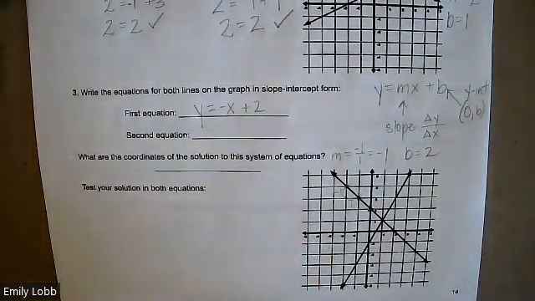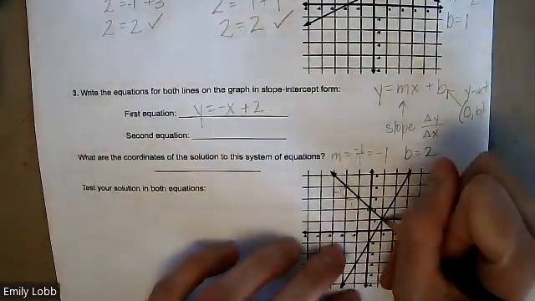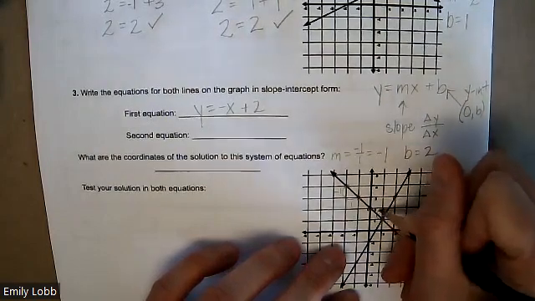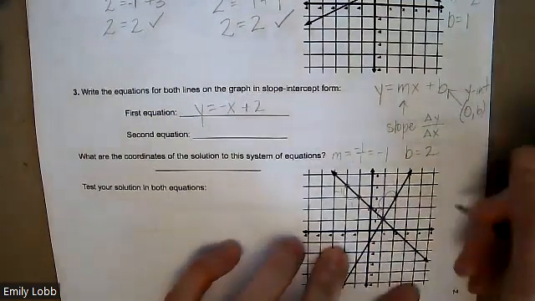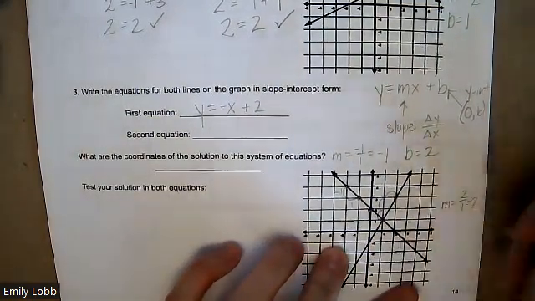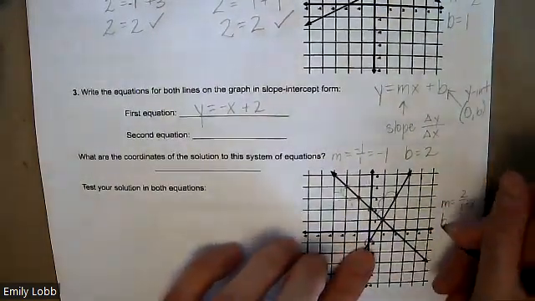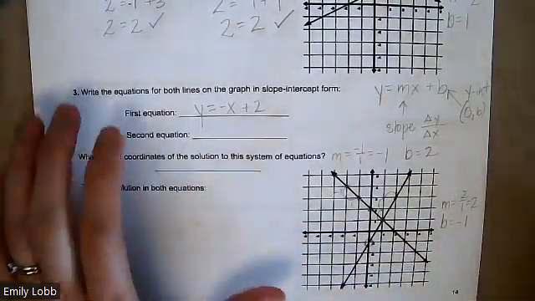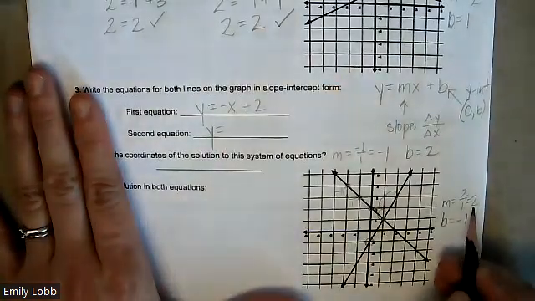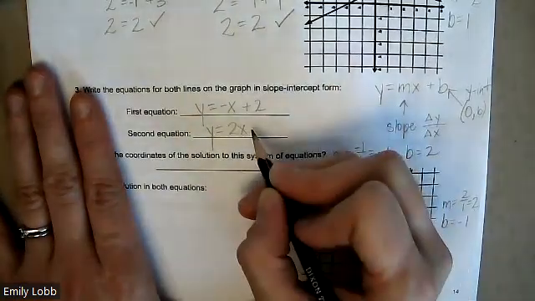Your second equation. Pick 2 points. I'll pick this one and this one. Careful here. This one's going up 2 over 1. So the second one, we've got 2 over 1, which is simply 2. And our y-intercept is going down here through negative 1. So you should have written y is equal to 2x minus 1, where m is 2 and b is negative 1.